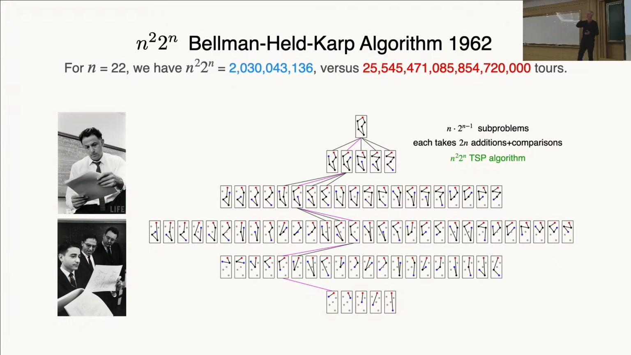Richard Bellman and, independently, Michael Held and Richard Karp both found algorithms that run in n squared times 2 to the n time. It's exponential, but that's much faster than n factorial. Right? And their algorithm was simple and used dynamic programming. I could spend 5 minutes and convince you of it, but it builds the solution from small bits and puts it together into a full tour.